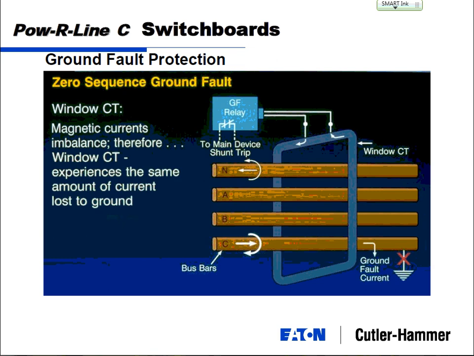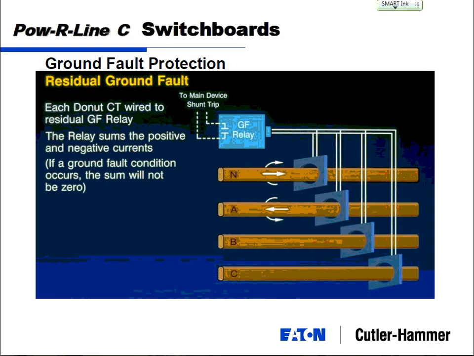In the case of a ground fault, your CT is going to be imbalanced. It's not seeing this current flowing here. You're going to have some imbalance coming out of here, and when you hit the preset level that you dialed in, maybe you dialed in 300 amps, when it sees a 300 amp discrepancy, your relay will activate a shunt trip to actually trip off your main device.